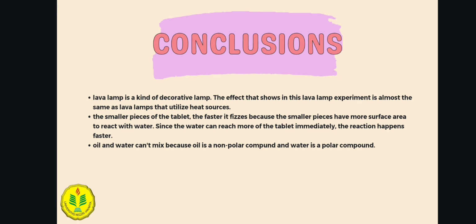Conclusions. Lava lamp is a kind of decorative lamp. The effect it shows in this lava lamp experiment is almost the same as lava lamps that utilize heat sources. The smaller the pieces of the tablet, the faster it fizzes, because the smaller pieces have more surface area to react with water. Since the water can reach more of the tablet immediately, the reaction happens faster. Oil and water can't mix because oil is a non-polar compound and water is a polar compound.